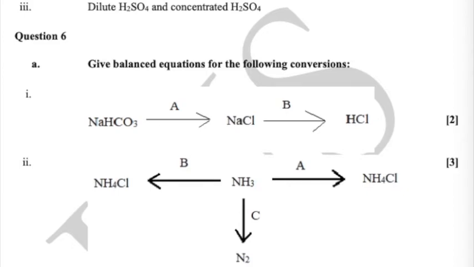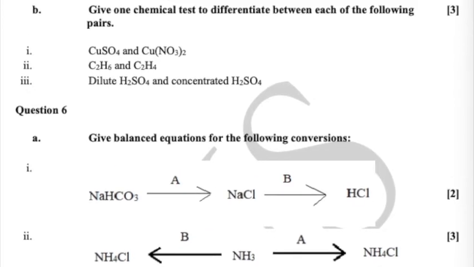Okay, and even in the first one, we can use the BaCl2 test, right? Because BaSO4 is a white precipitate, and Ba(NO3)2 is soluble in water, and BaSO4 is insoluble, right? Yeah. BaSO4 will be insoluble in HNO3 and Ba(NO3)2 will be soluble in HCl and HNO3.